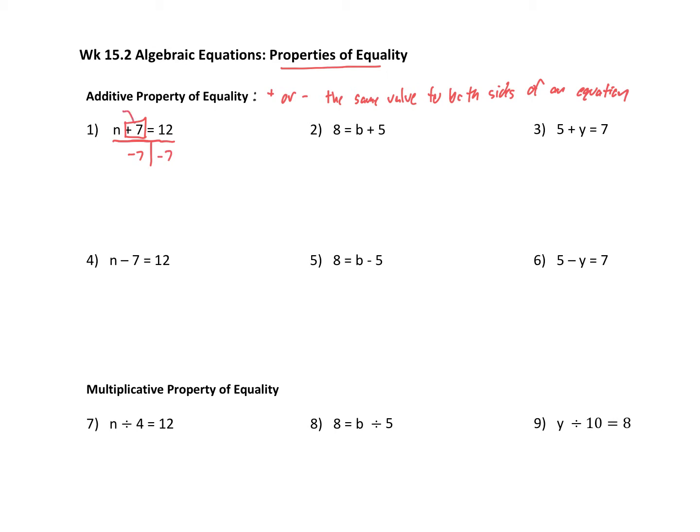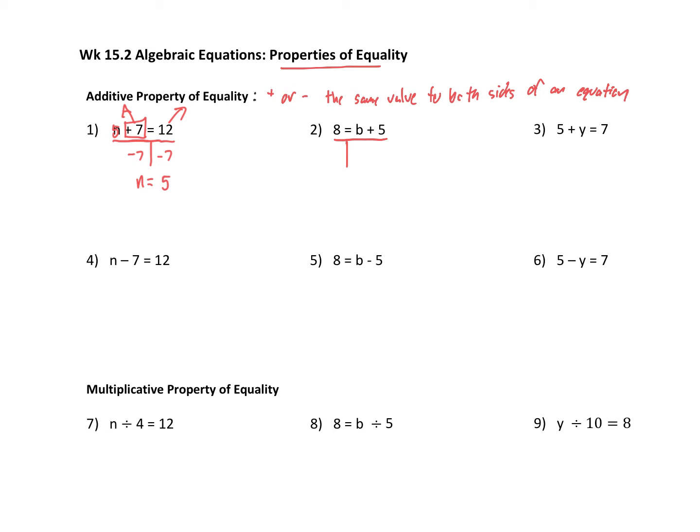Okay, so we're taking that 7 away. We're going to take 7 out of 12. So we're left with n equals 5. And before we move on, we plug 5 in as n to make sure it works. 5 plus 7 is 12. And I know a lot of times this can just be common sense, but I want us to practice the basics. Okay, so we have 8 equals b plus 5.